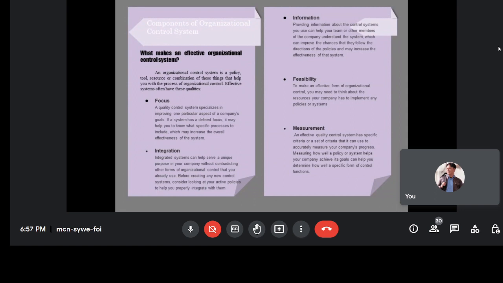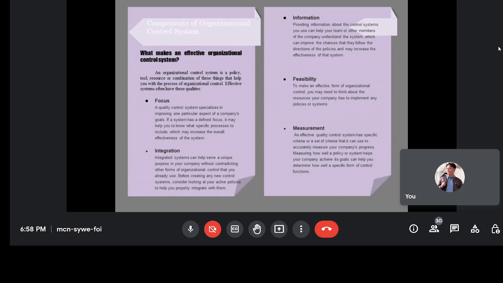Next one is the integration. Organizational control systems usually function best when they integrate well with other systems and policies that already exist within the organization. Integrated systems can help you serve a unique purpose in your company without contradicting other forms of the organization's control that you already use.